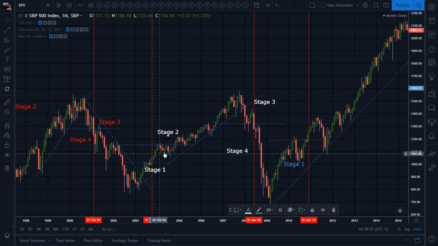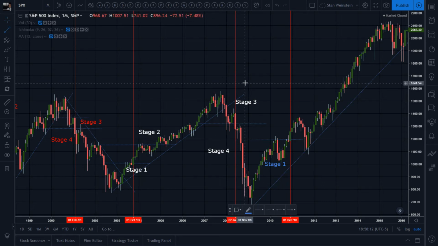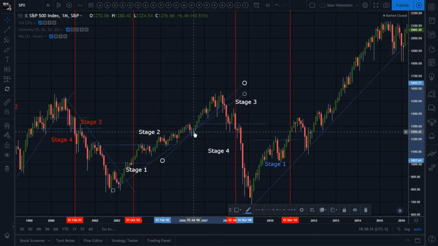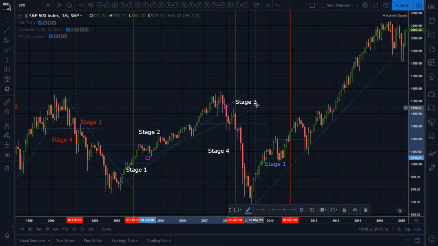But here we go. Stage 2. 1, 2. Do I have a better one? Closer. Let's start in reverse. 1. No. 2, 3. Not a lot of points. Oh, maybe here I have a whole bunch of points. Right here.